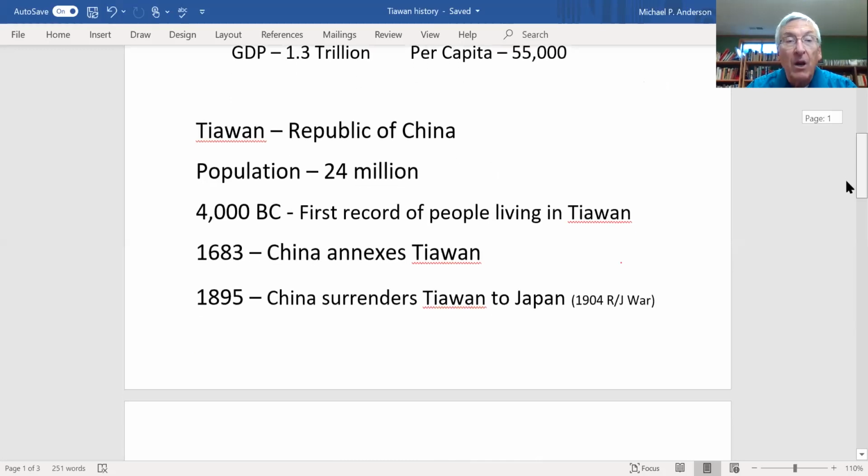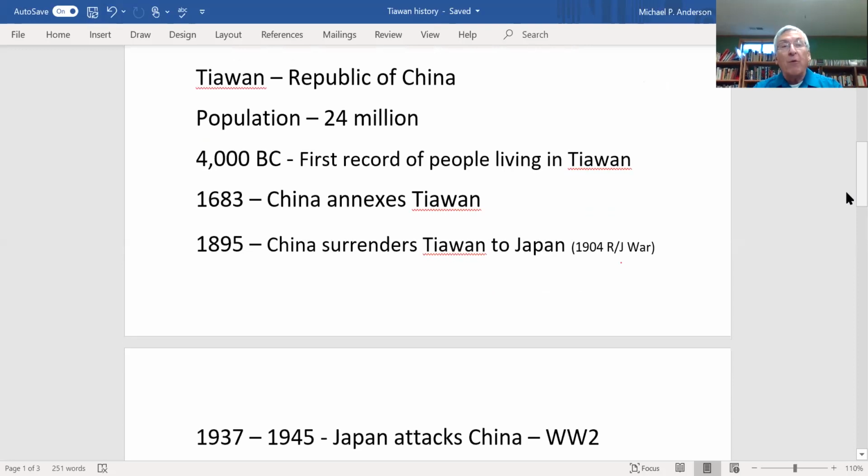Okay, so let's scroll down and look at more information. Let's start with Taiwan. Remember, their official name is Republic of China. The Taiwanese people have been there forever. There are some ethnic and cultural differences between the Taiwanese and the Chinese. That has faded over the years that China has been in control of Taiwan, since China took it over. They first took it over in 1683.